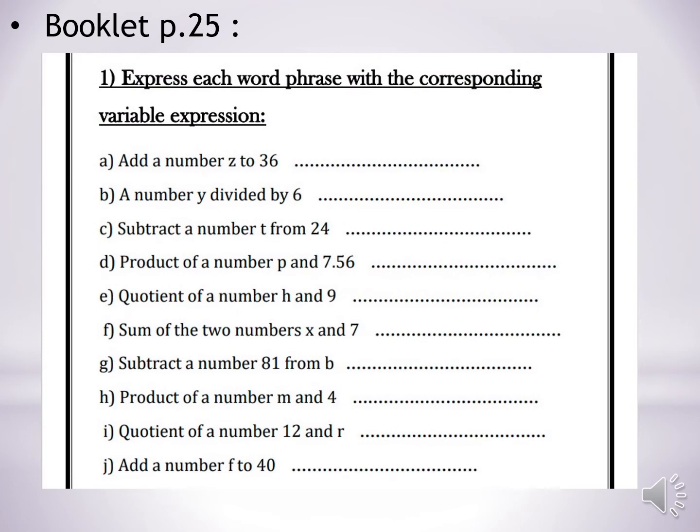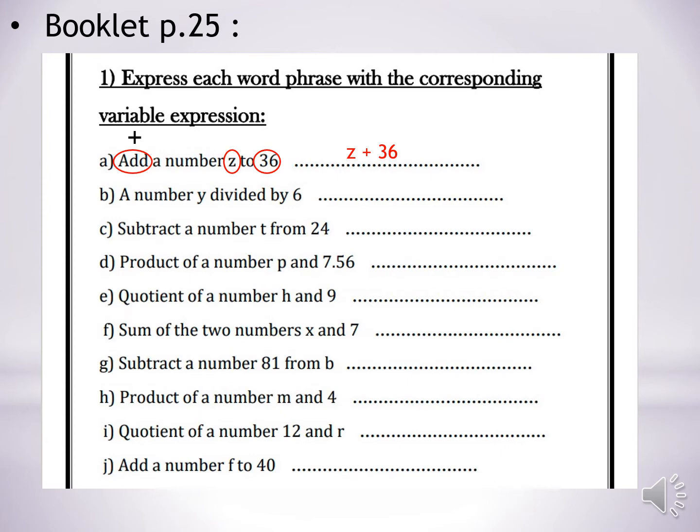Open your booklets at page 25. Express each word phrase with the corresponding variable expression. Letter A. Add a number Z to 36. Add, this is the keyword for plus or addition. Number Z, this is my symbol. 36, this is my number. So the answer will be Z plus 36. This is the expression.